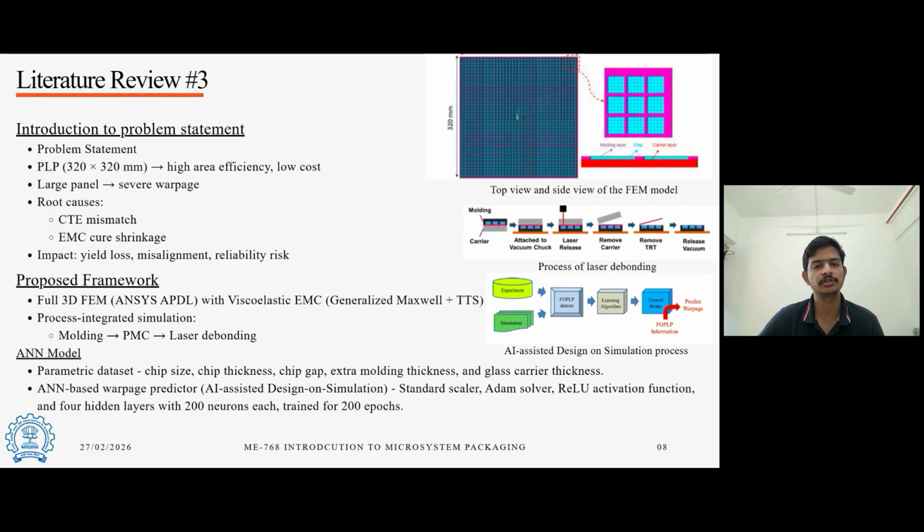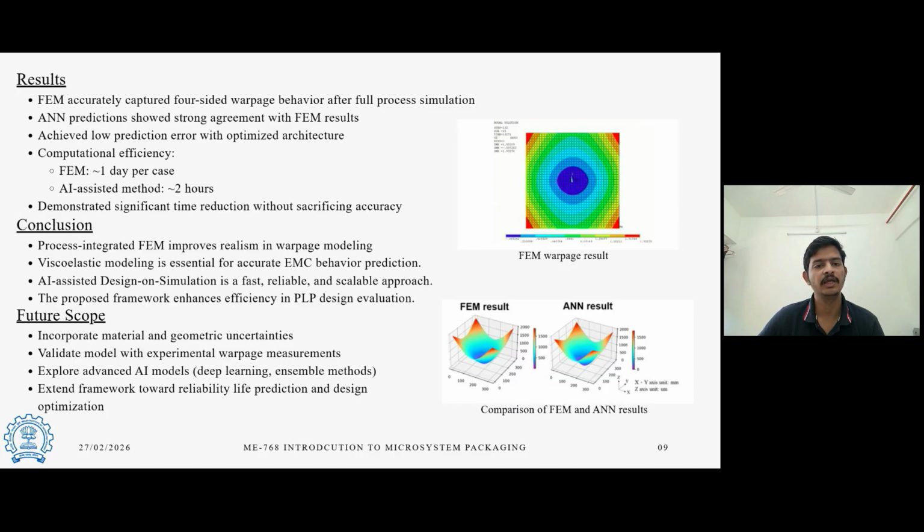The optimal configuration used a standard scaler, Adam solver, ReLU activation function, and 4 hidden layers with 200 neurons each, trained for 200 epochs. As you can see on the next slide, the ANN prediction showed strong agreement with FEM results, achieving low mean absolute error and low maximum difference errors. Most importantly, computational efficiency improved significantly.